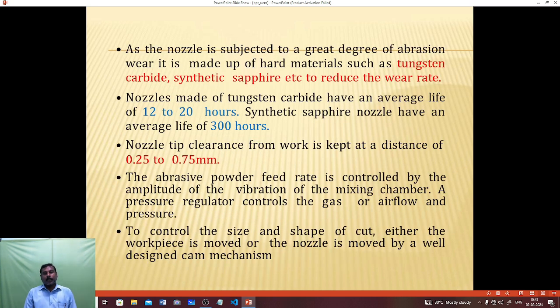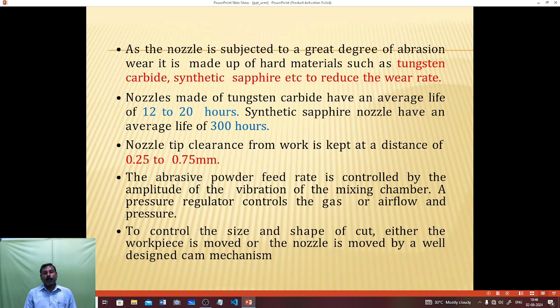As the nozzle is subjected to a great degree of abrasive wear, it is made of hard materials such as tungsten carbide, synthetic sapphire, etc., to reduce the wear rate. The nozzle made of tungsten carbide has an average life of 12 to 20 hours. A synthetic sapphire nozzle has an average life of 300 hours. The nozzle tip clearance from the work is kept at a distance of 0.25 to 0.75 mm.